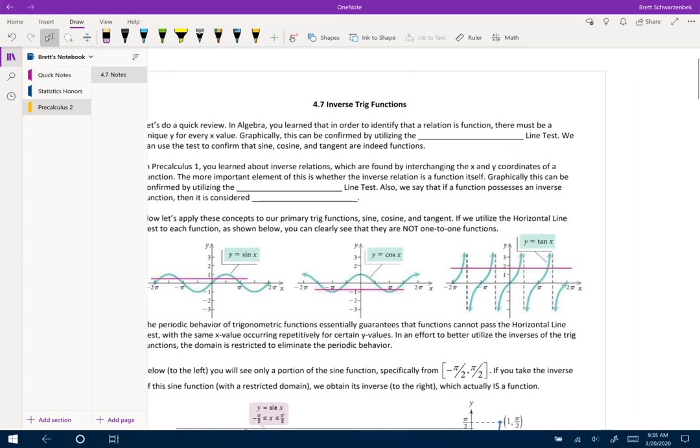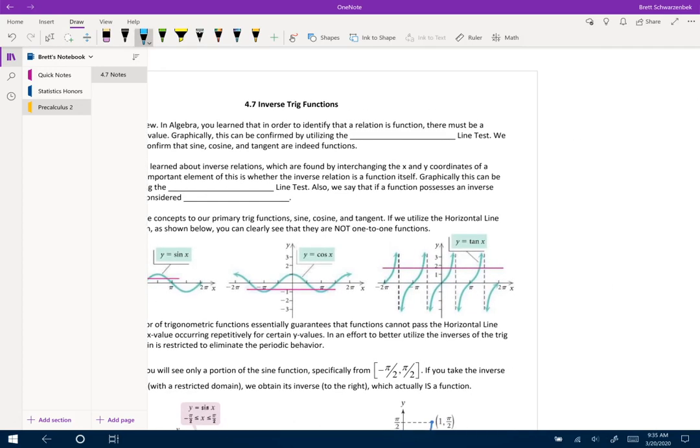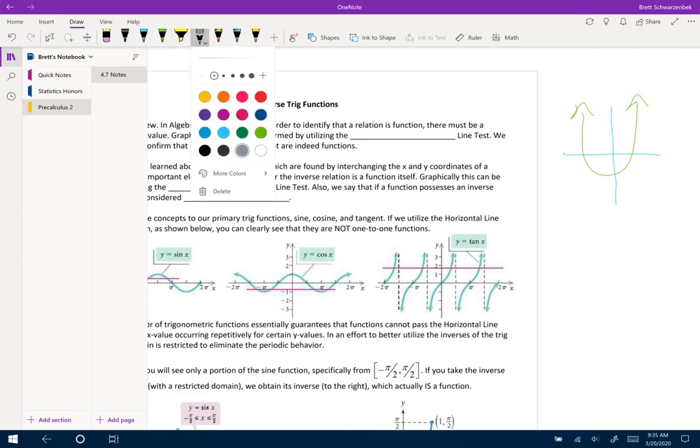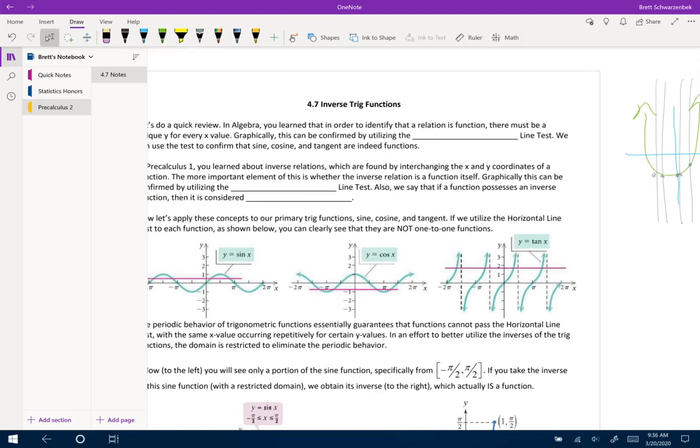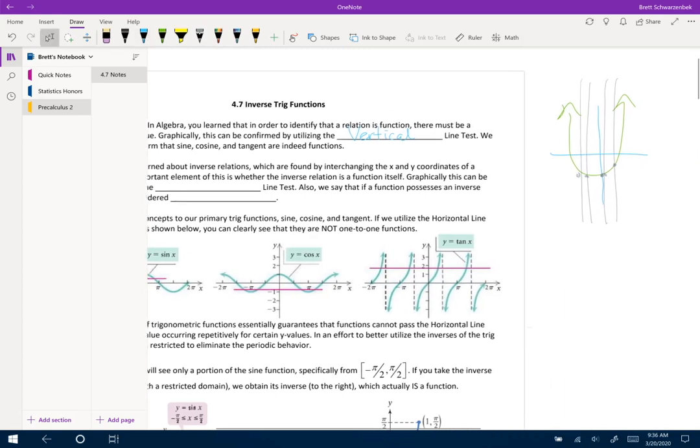So right off the bat, just remember, if we had a graph of a function like this, in order to determine whether this is a function or not, we would draw lines like this, and the line could only intersect the curve in one point. Okay, just to recall, this was of course called our vertical line test. So we use a vertical line test in order to determine if something's a function.